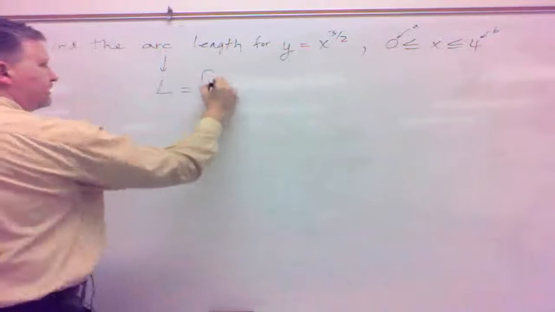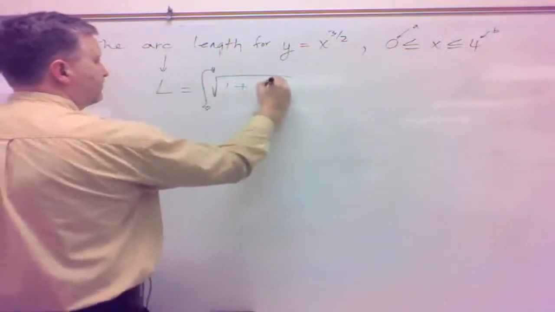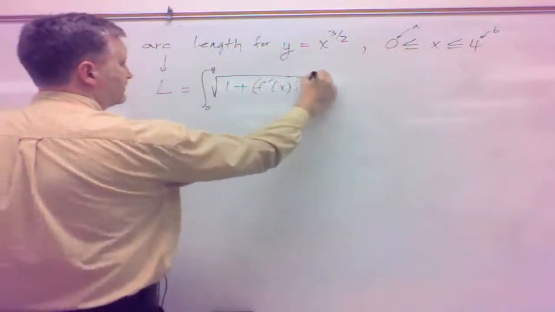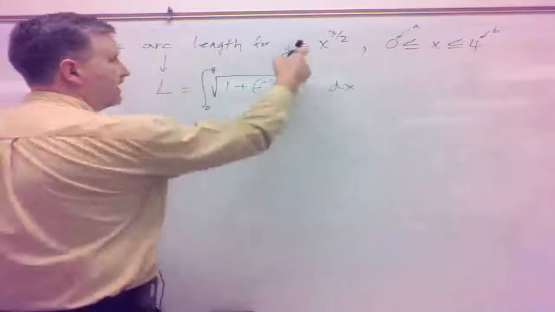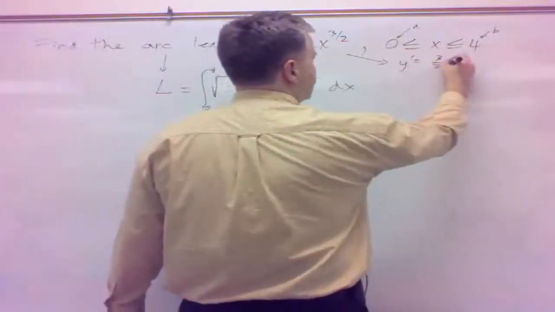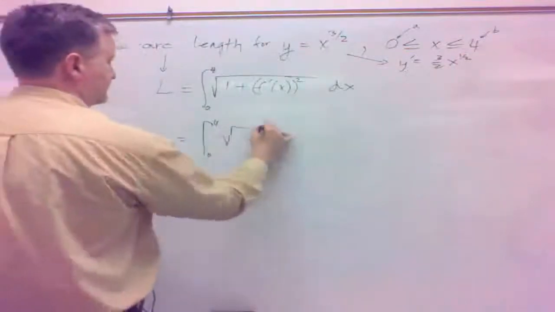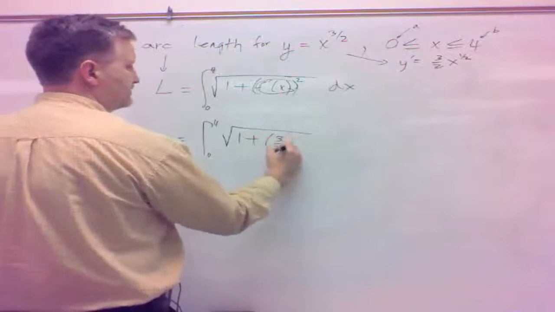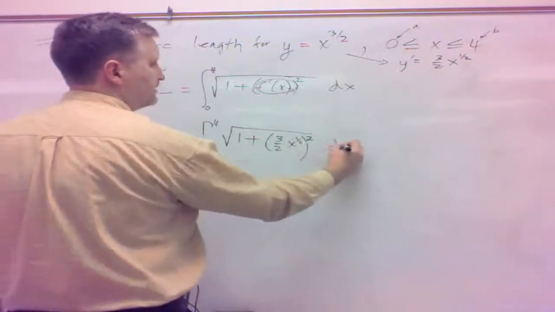It's equal to the integral from A to B, 0 to 4, of the square root of 1 plus f prime of x squared dx. So what do I have to do next? I need to do the derivative, yeah. Derivative here, 3/2 x to the 1/2. And that's why it's going to work out nicely. So I put that in for my derivative. So it'd be 1 plus 3/2 x to the 1/2, then square it, dx.